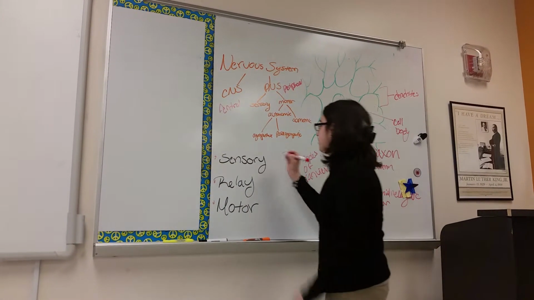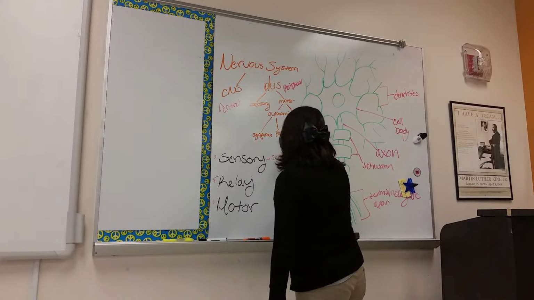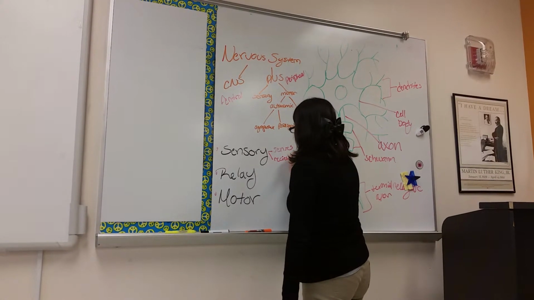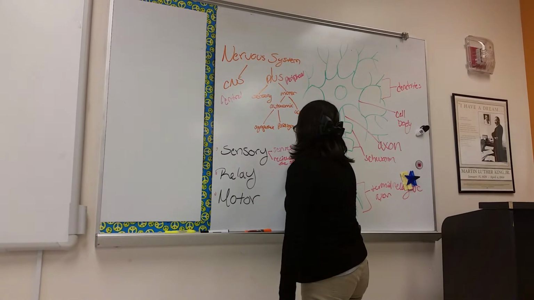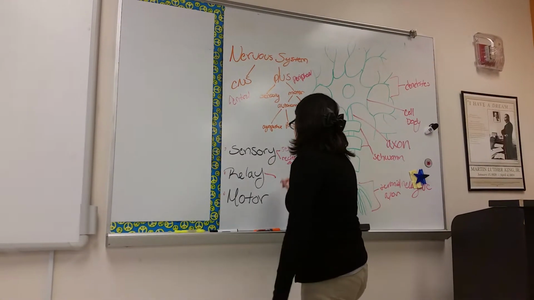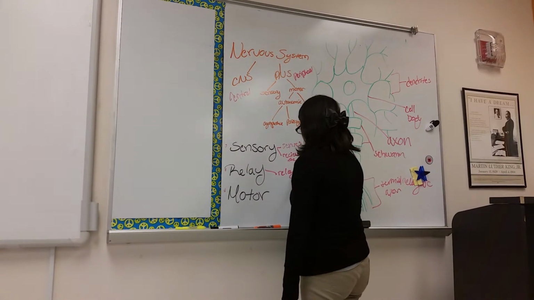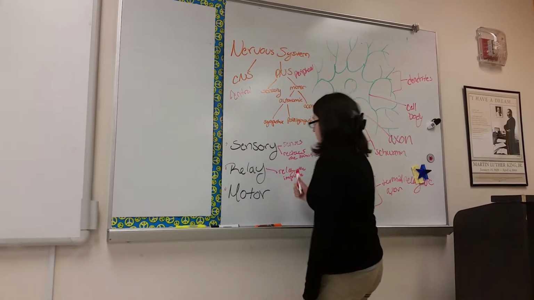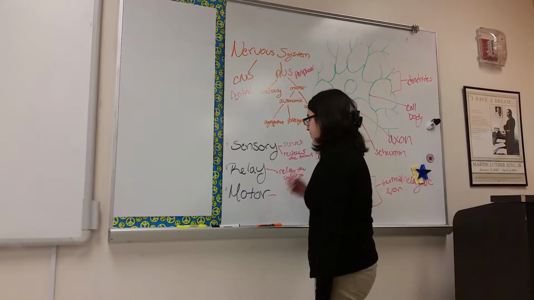There are two major types of neurons. The first type would be the sensory, which would be the senses. It receives the impulse from the stimuli. The relay neurons relay the impulse from the sensory to the motor, and then the motor would be more of the response.